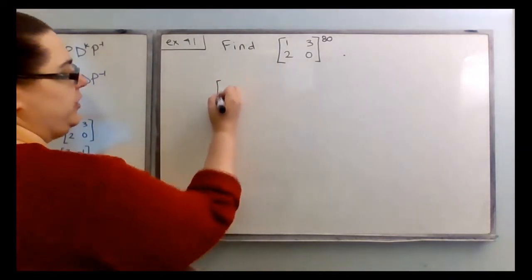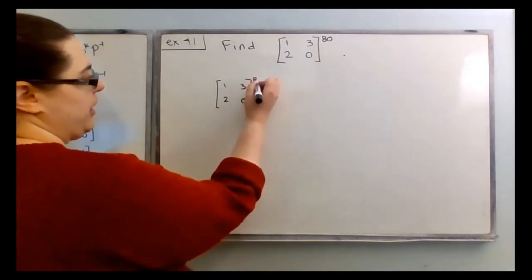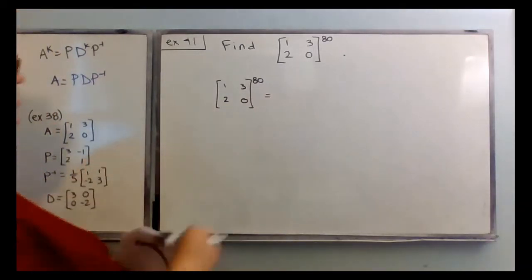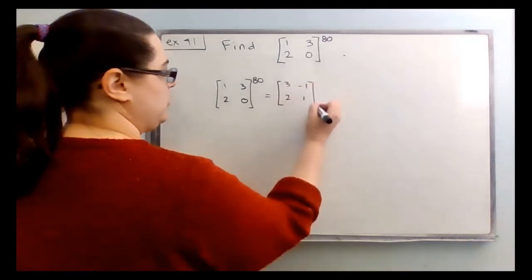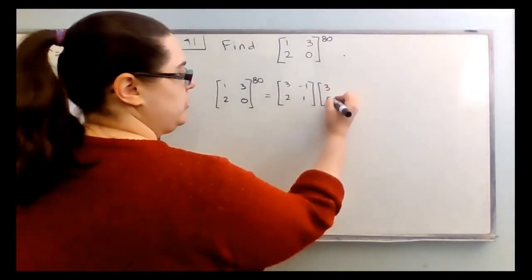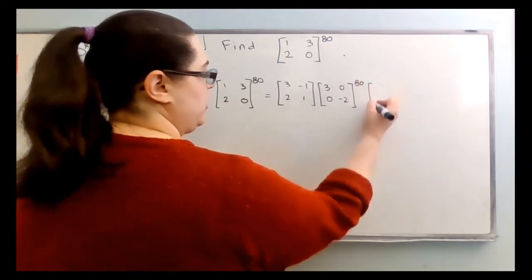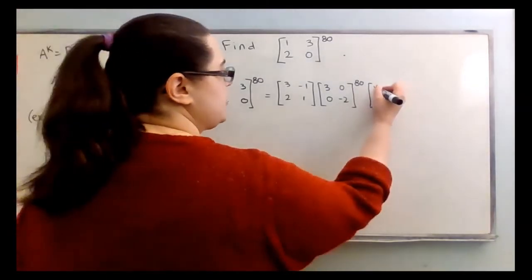So this is going to be [1, 2; 3, 0] to the 80th power. That's going to equal P, which is [3, 2; -1, 1], times D to the 80th, which is [3, 0; 0, -2] to the 80th power, times P inverse. And this time I will distribute that 1/5. So I get 1/5, -2/5.